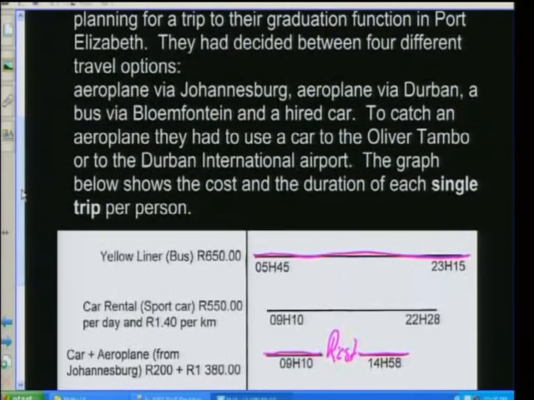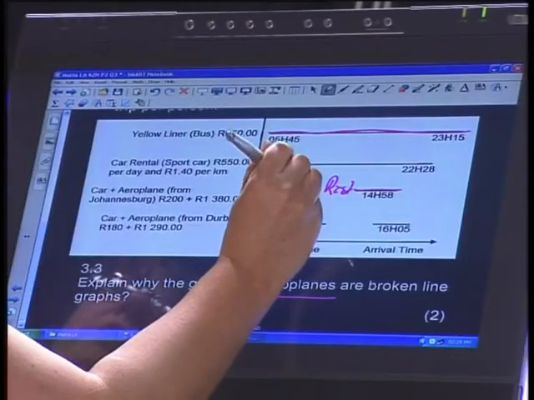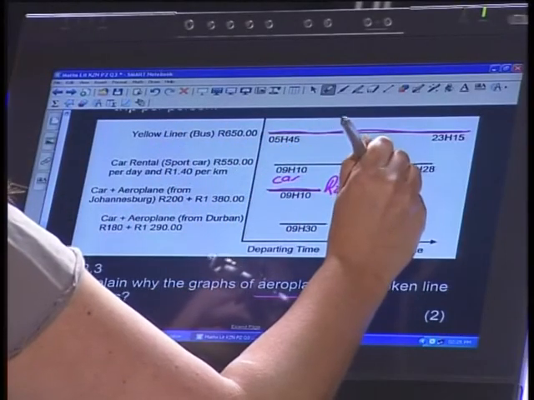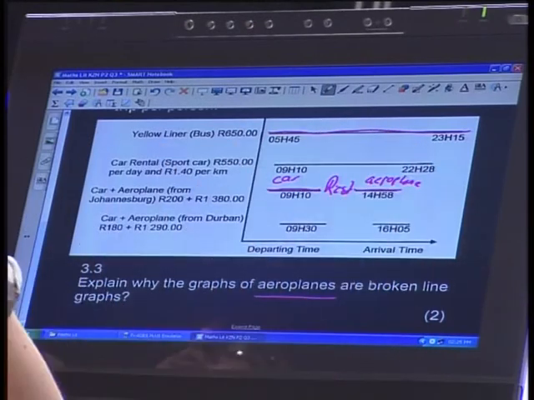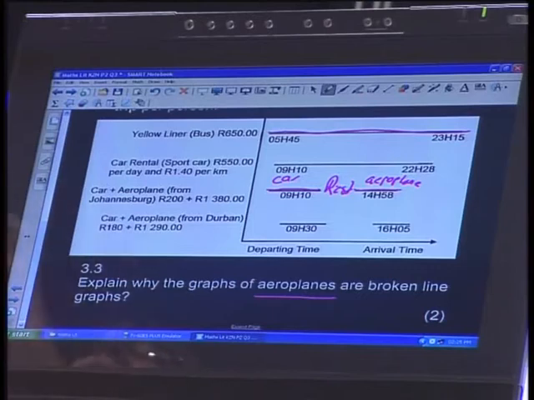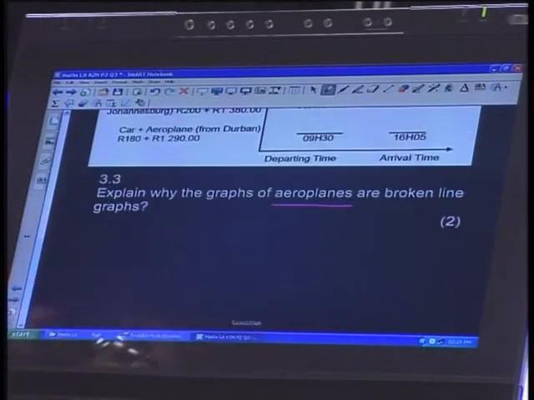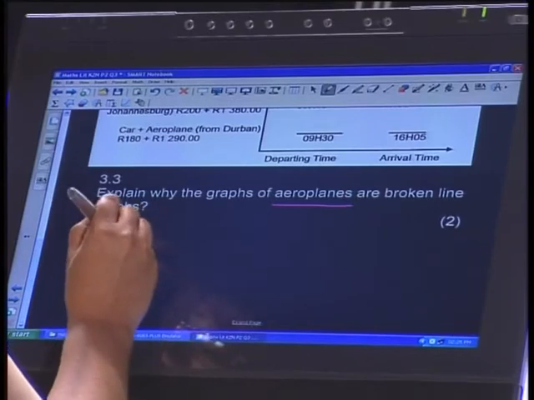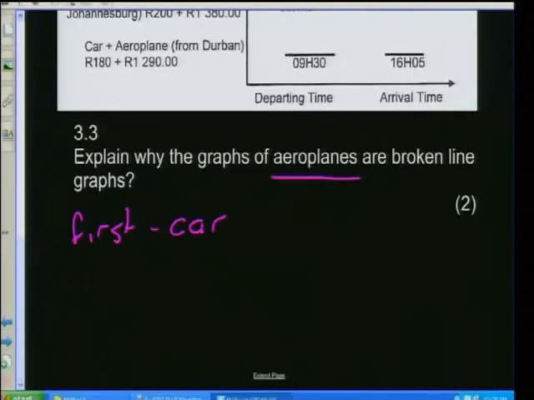So let's go through to our question again and see what happened when they caught a bus. To catch an aeroplane, they had to use a car to the Oliver Tambo or the Durban International Airport. And then they caught a plane. So we actually have 2 things occurring in this graph. The first line is the car travel, and the second one is the aeroplane. So that is why there is a gap in the graph. There is a period of time, and we can actually write this in here. So the first part is the car. The second part is the plane.